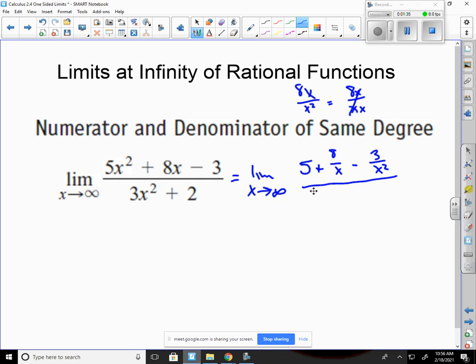Let's divide the denominator by the same thing. 3x squared divided by x squared. Those x squareds cancel, and I'm left with just 3. And then 2 divided by x squared is just 2 divided by x squared. Now I can take the limit of each part of this. So the limit of 5 is just 5.